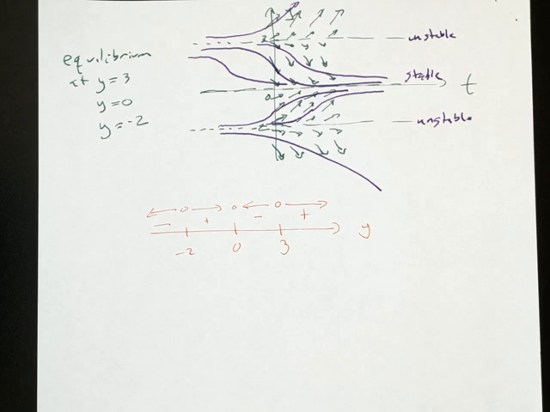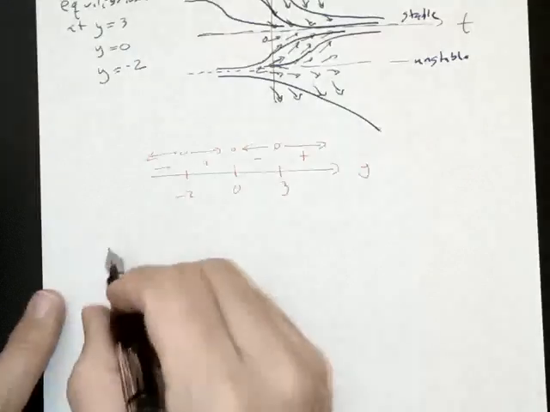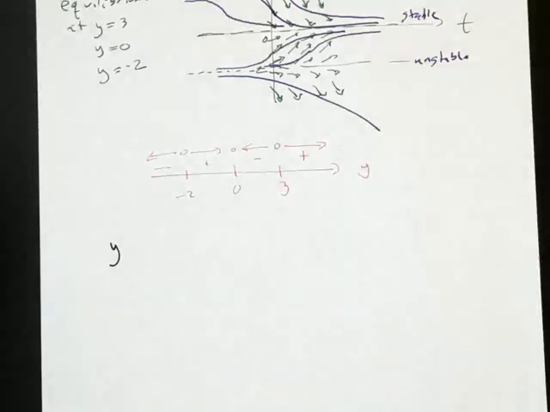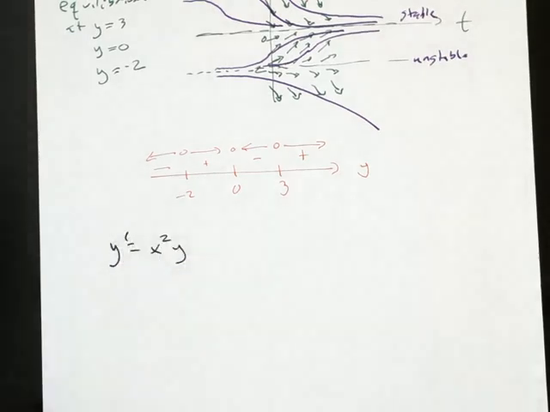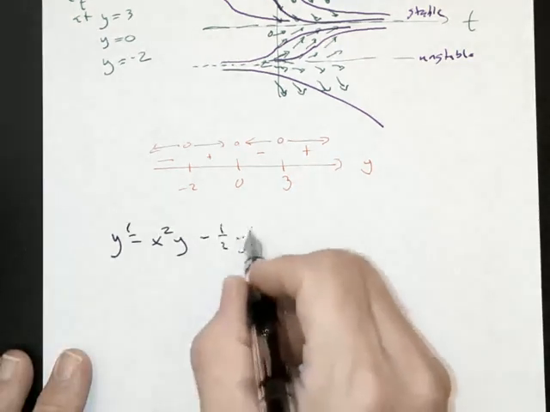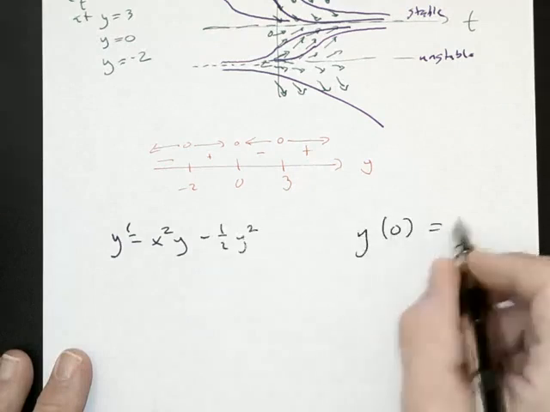So this time we want to use Euler's method, right? Okay. What is the differential equation in question? Y prime equals x squared y minus 1/2 y squared. And they tell me y of 0 equals 1.